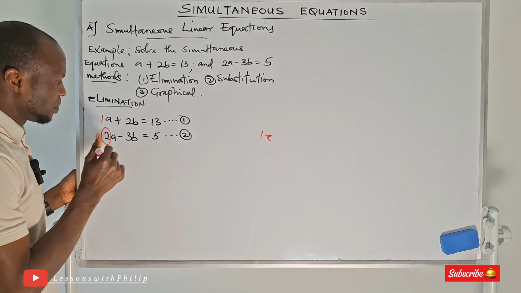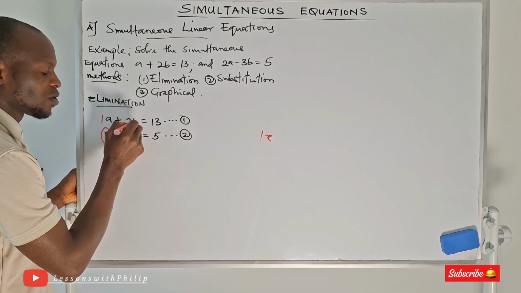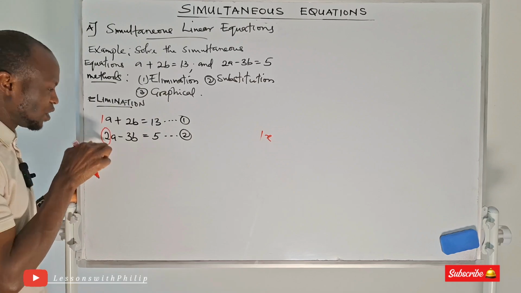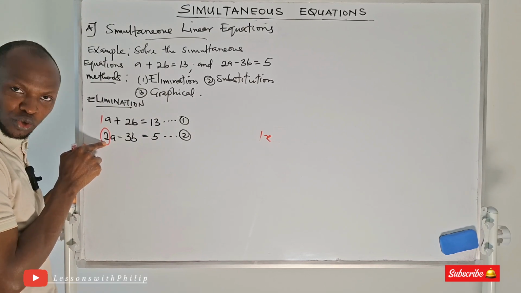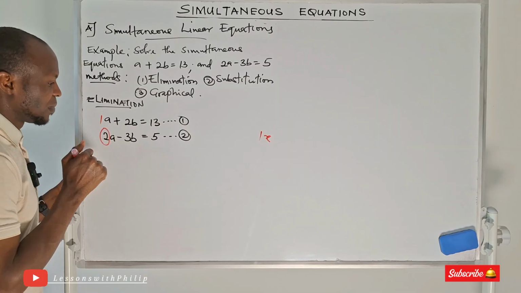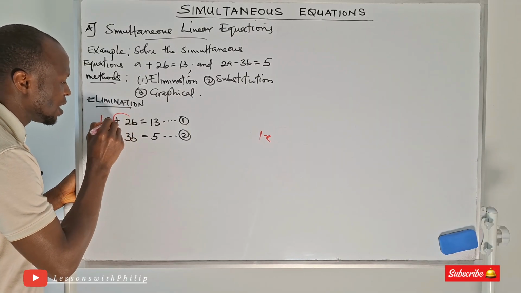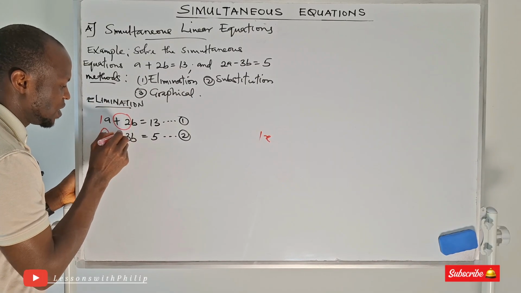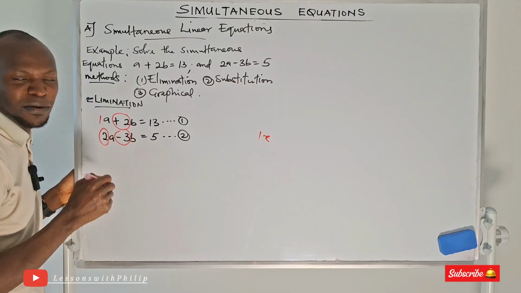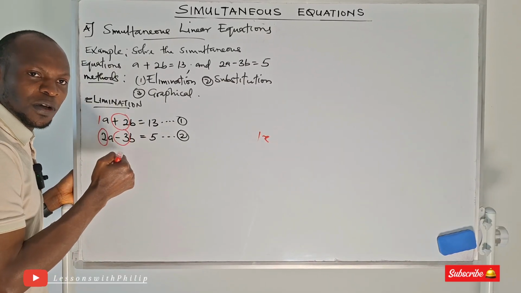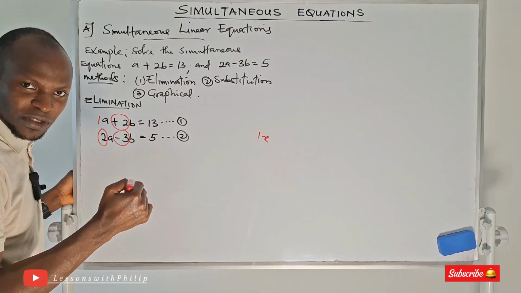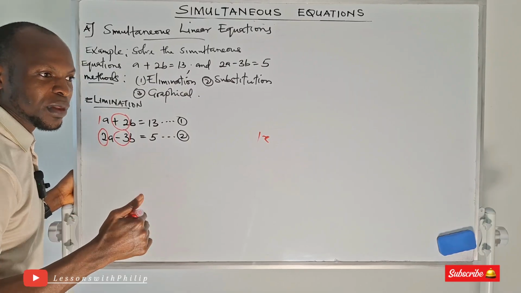They are not the same. The coefficient of A here is 1. The coefficient of A here is 2. That shows they are not the same. Now, the coefficient of B here is plus 2 and the coefficient of B here is minus 3. That shows they are not the same. So, how do we make one of the variables have the same coefficient in both equations?